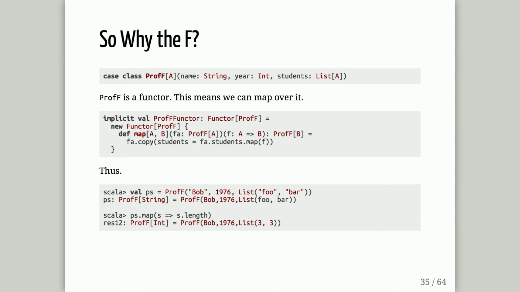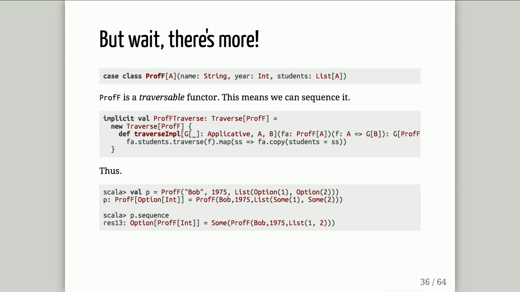So if we look down at the bottom, we have a ProfF of String, and it doesn't mean anything to us, but it's okay, it's a valid type. And if we map with s.length, we get a ProfF of Int back. So that's fairly straightforward. It turns out we can do better than that. ProfF is a traversable functor. So that's even better. That means we can sequence it. If we have a ProfF of G of A, we can turn that into a G of ProfF of A.